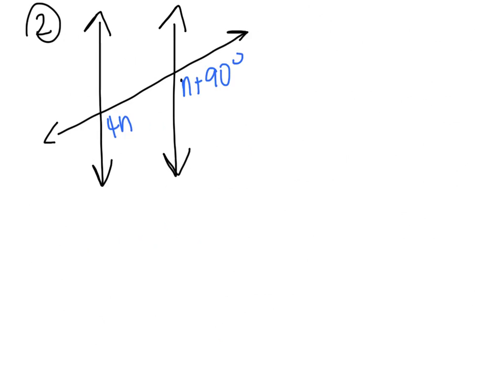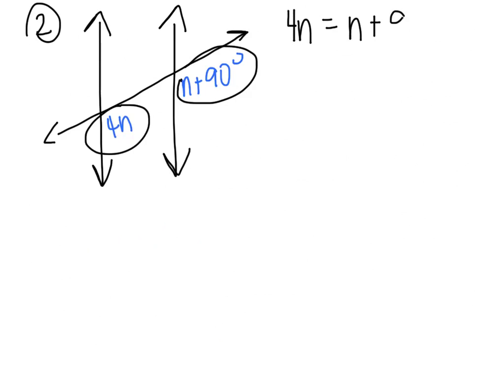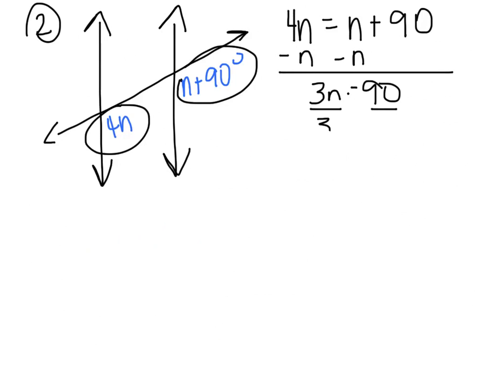Now we're going to use this one, and this is what we learned yesterday about transversals and parallel lines. These are corresponding angles, so we know they should be equal to each other. So 4n equals n plus 90. We need to solve for n first. So minus n. 3n equals 90. Divide each side by 3. And n equals 30. So now we can plug back in and start finding our angles.